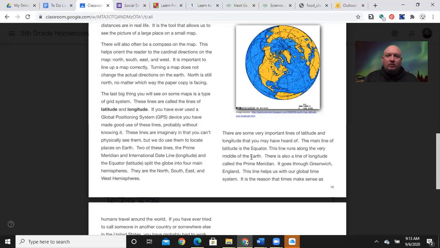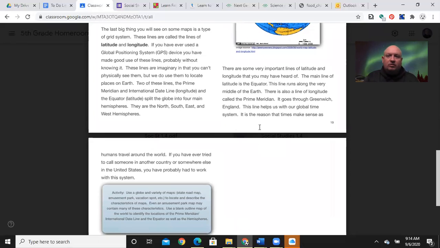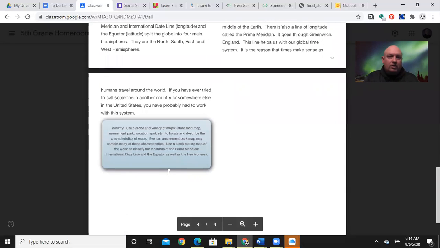There are some very important lines of latitude and longitude that you may have heard of. The main line of latitude is the equator. This line runs along the very middle of the Earth. There's also a line of longitude called the prime meridian. It goes through Greenwich, England. This line helps us with our global time system. It is the reason that time makes sense as humans travel around the world. If you have ever tried to call someone in another country or somewhere else in the United States, you have probably had to work with this system.